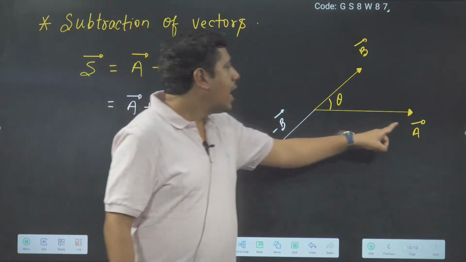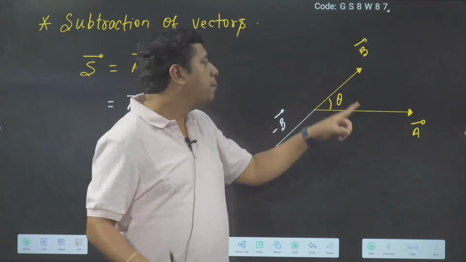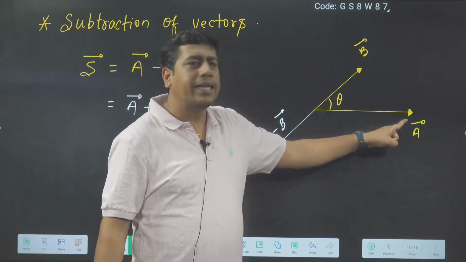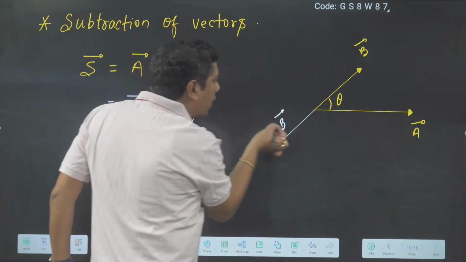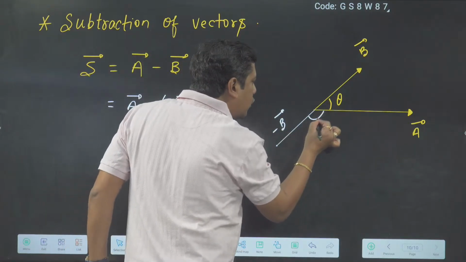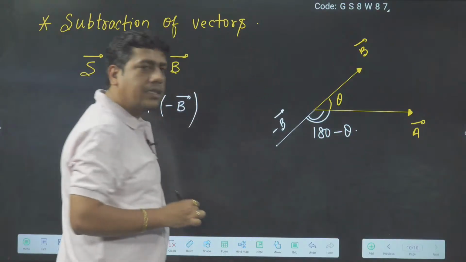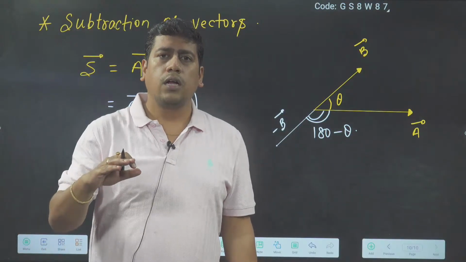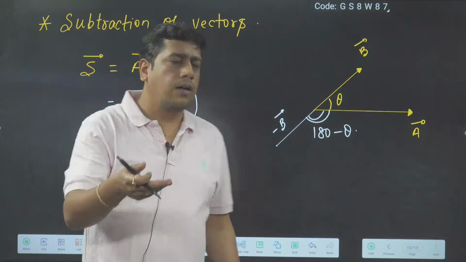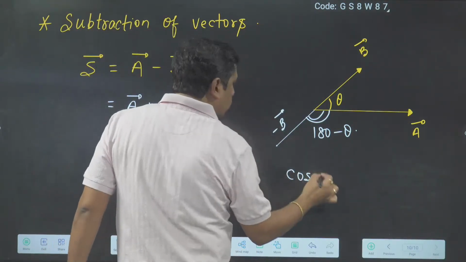What I was saying: A vector and B vector subtraction, we don't know. But we are comfortable with the addition of two vectors, A vector and minus B vector. Now for addition of A vector and minus B vector, we should know the angle between them, which is nothing but 180 minus theta. That means in all the formulas, we should replace theta with 180 minus theta. So you are going to use cos theta only.